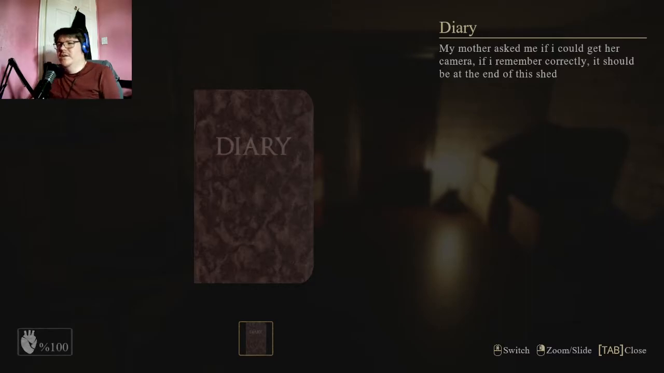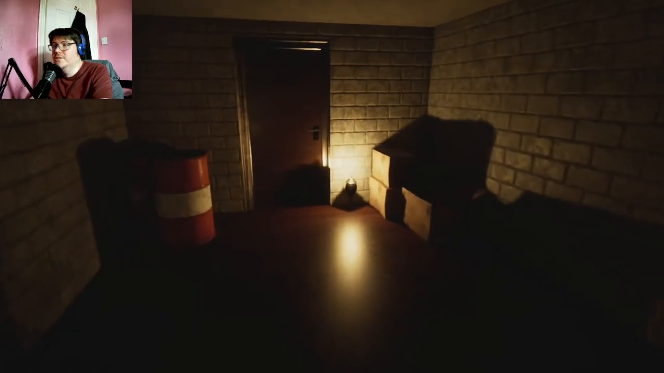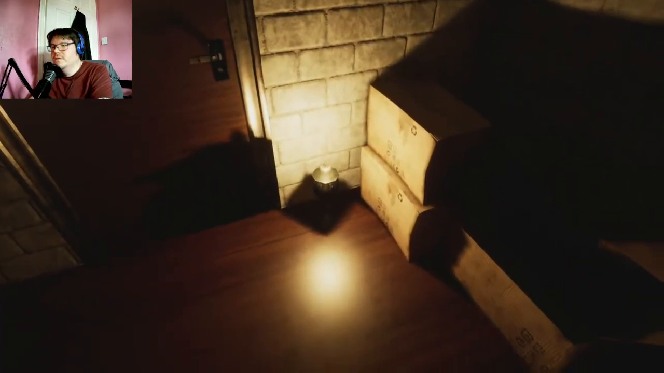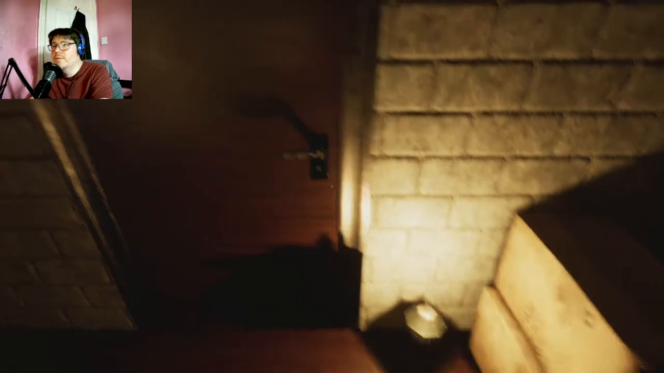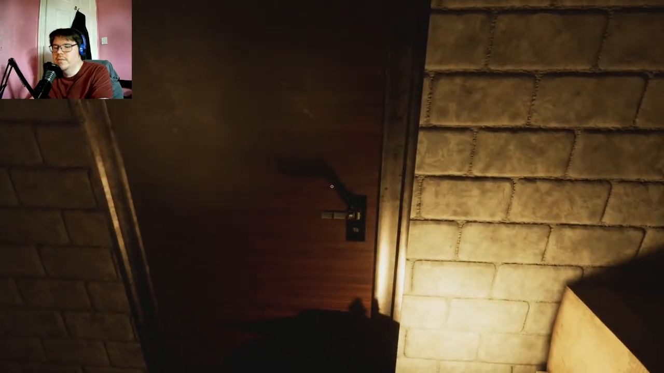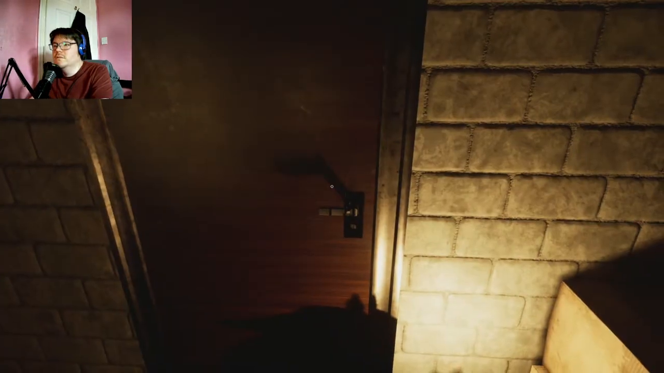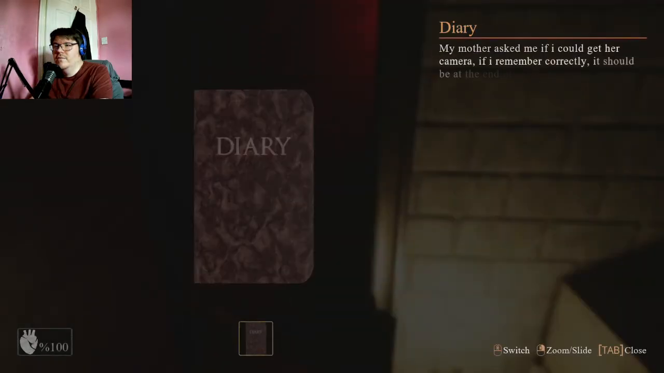And this is not a shed. This is bigger than a shed, quite clearly. And why would you put a camera in a shed? I don't keep my cameras in a shed. Is that a lamp there? Can I take that with me? Oh, I can lean sideways. So, we've got a heart. I don't know if that's health.